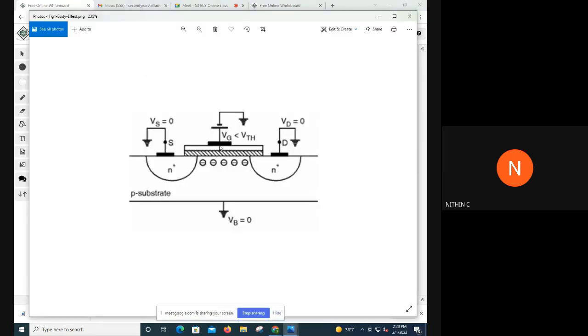In this figure, see, I am applying a voltage VG which is positive. I am applying a positive voltage, but that value is less than VTH.